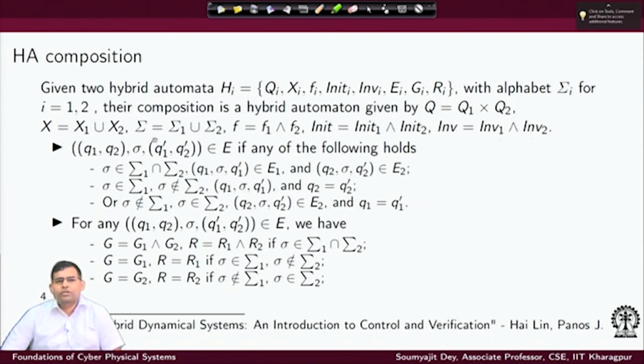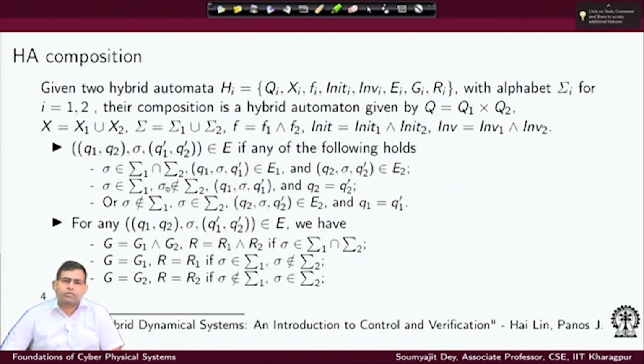Okay. Now, what about the transitions? This is how we will have the transitions. If you have state Q1 comma Q2, like a tuple, and with an input sigma you are jumping to a state Q1 prime Q2 prime, when is this possible? It is possible under these three conditions. In case this input event is a part of the input alphabet of both the component automata, and in the first automaton, for the input event sigma starting from state Q1, I am supposed to jump to some state Q1 prime, and in the second automaton similarly from Q2 I am supposed to jump to some state Q2 prime, then here I go to Q1 prime comma Q2 prime.